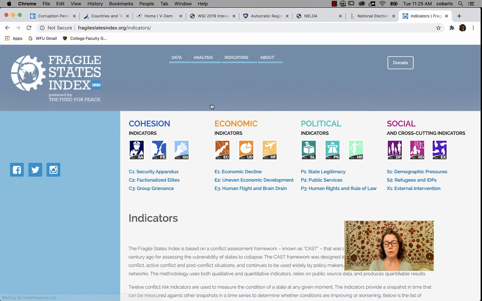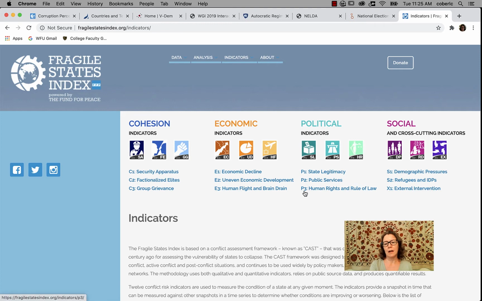They do provide more information on the indicators themselves. They've divided state fragility into 4 different dimensions: cohesion, economy, politics, and society, and then have looked at 3 indicators for each of those dimensions.